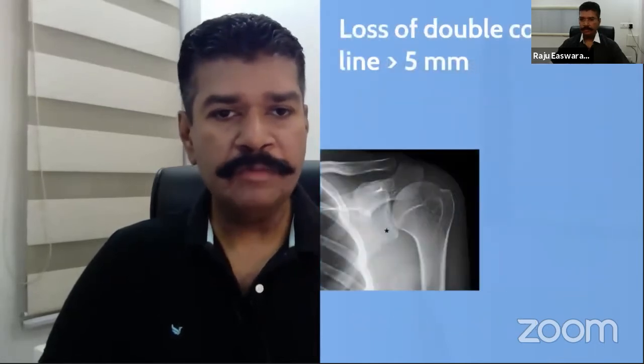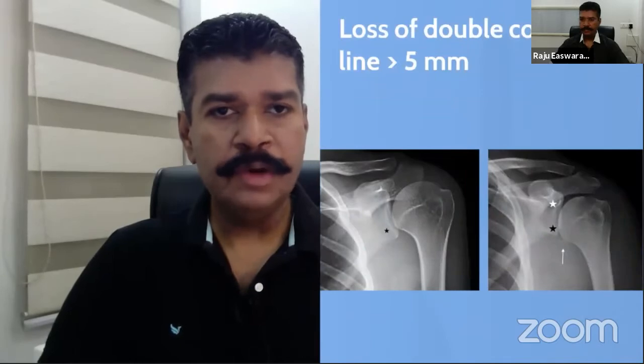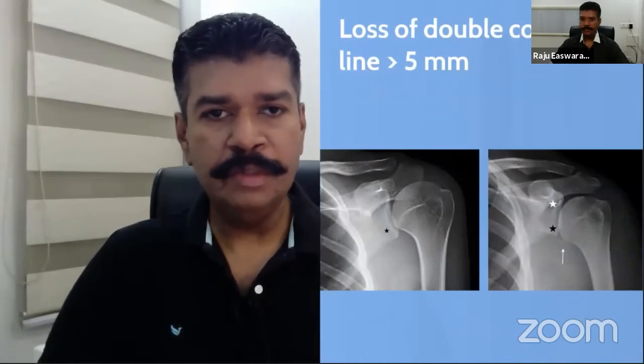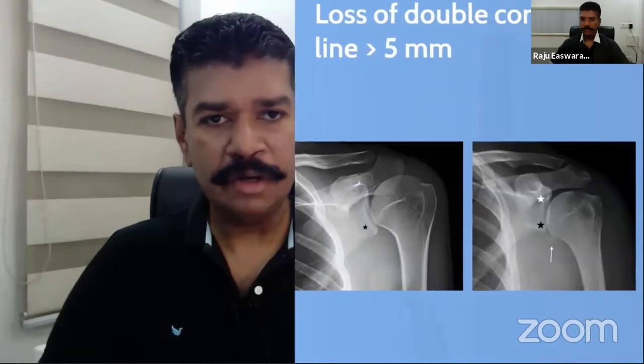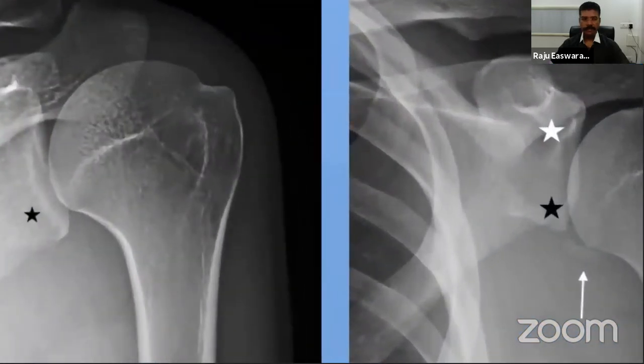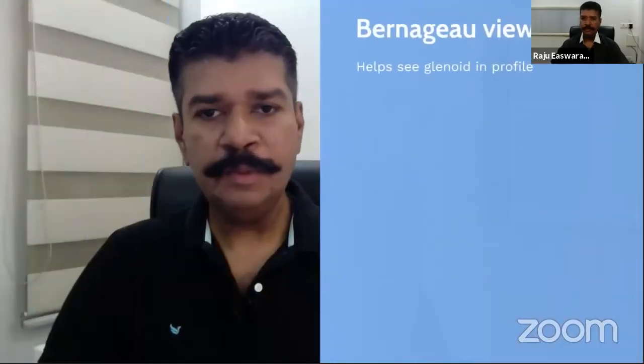And this is what you get out of a good true AP view, the loss of double cortical line for more than 5 millimeters from the inferior cortex. As can be seen here on the left, you can see an intact double cortical line. On the right, you can see the blunting of the double cortical line and also a small fragment that lies in the axillary recess. So that puts you on the track.